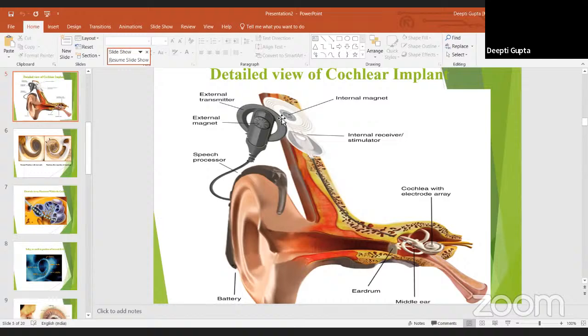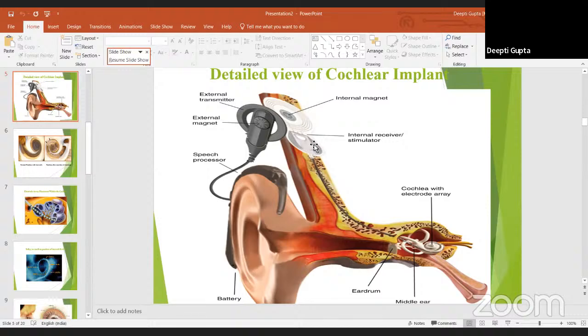So after that, through the radio signal, it reaches the internal part of the implant, which also carries a magnet. As I've told you, hermetically sealed is required because the magnet is also there and we are inserting something inside our cochlea. So hermetically sealed is required.